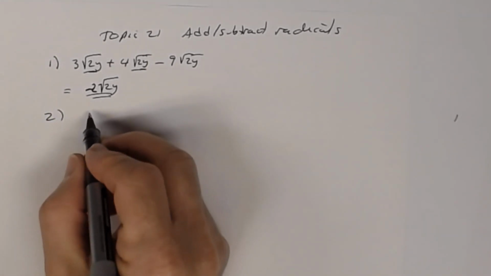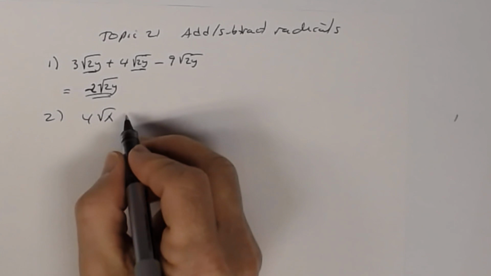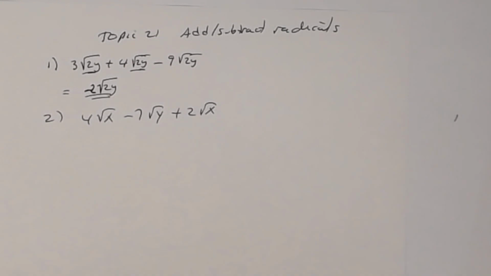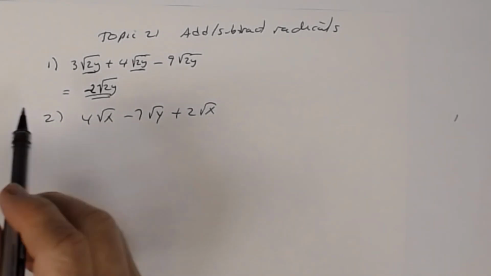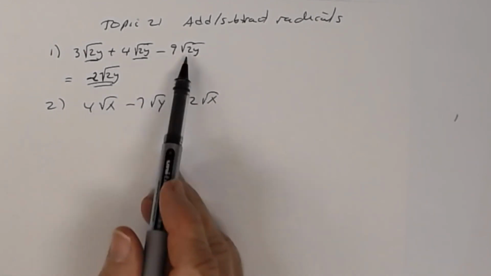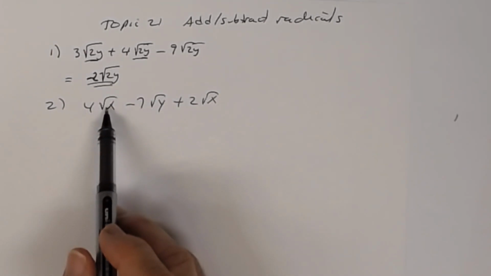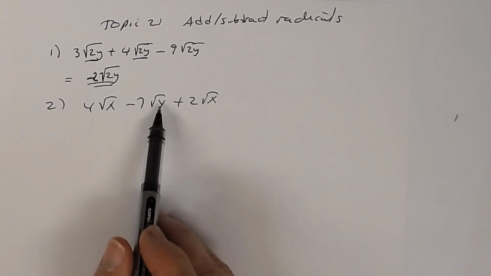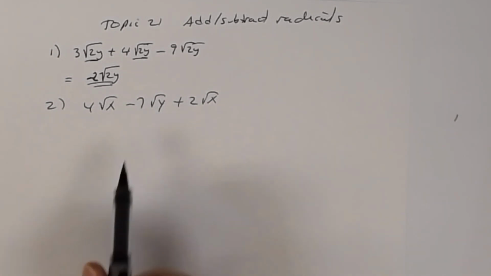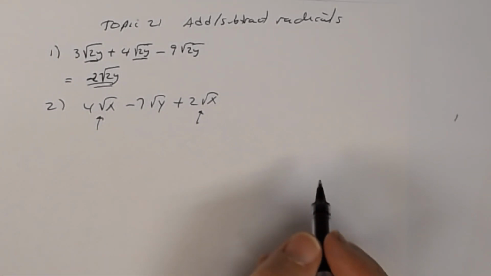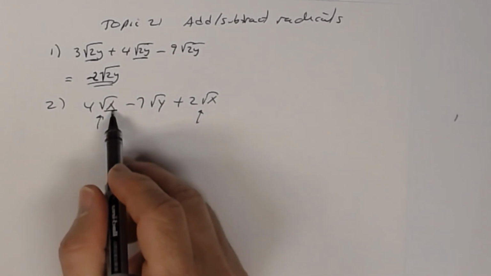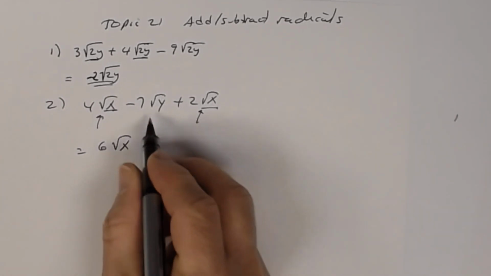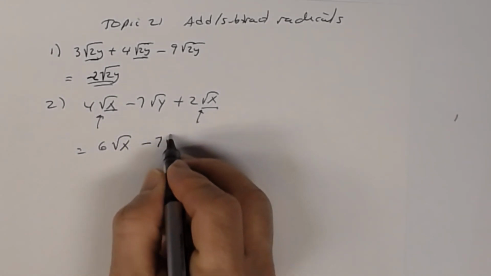Number 2, we have 4 square root of x minus 7 square root of y plus 2 square root of x. So when you look at those three terms, not all are like terms like this one was. Because notice this has a square root of x, and this has a square root of y, so that is not the same radicand. The indices are the same, but the radicand is not. So these are like terms. I have 4 square root of x and a 2 square root of x. Altogether, 4 plus 2 is 6. So I get 6 square root of x, and then this term left, minus 7 square root of y.